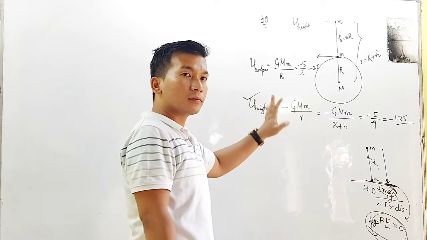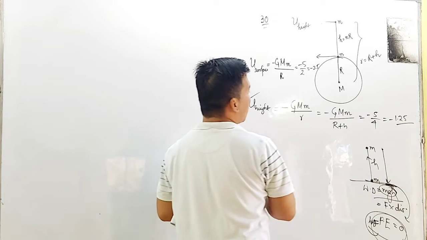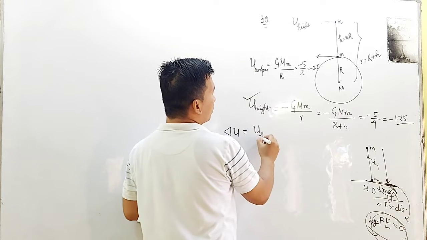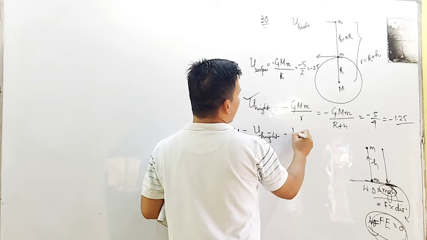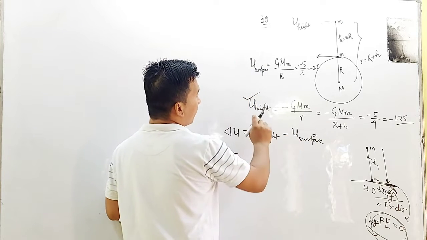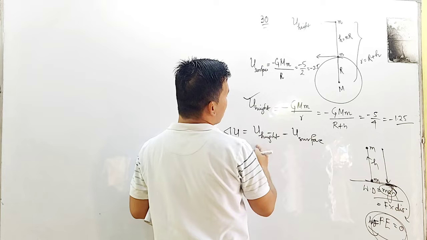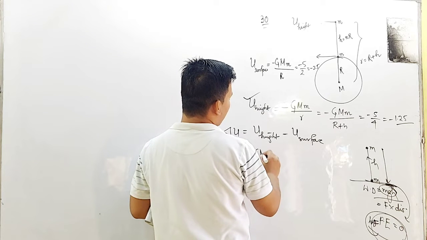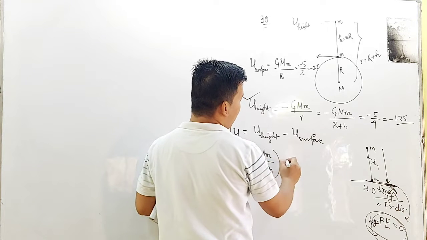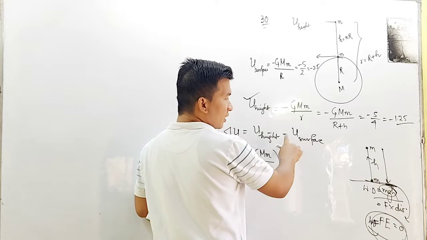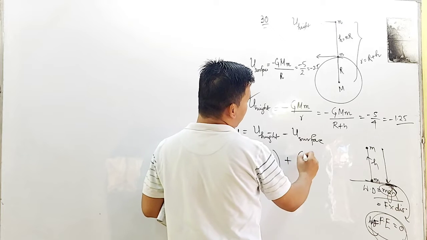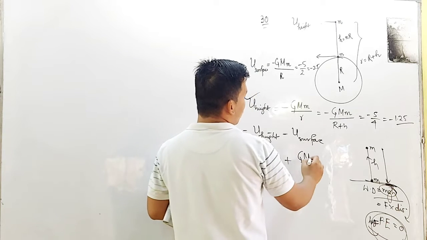Now the change in the potential energy is equal to U at height h minus U at the surface. Let us put in the values: minus capital G capital M small m divided by r plus h, and minus the surface value, which is minus capital G capital M small m divided by r. The minus gives a plus.